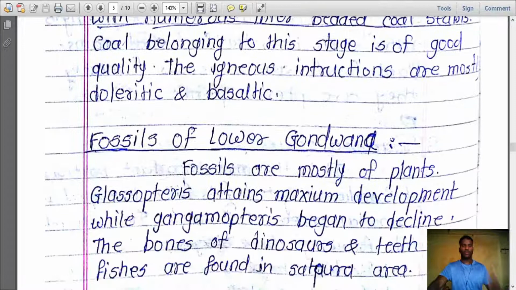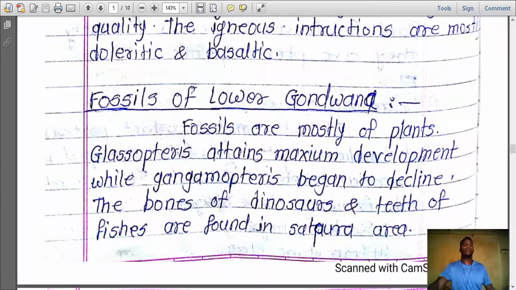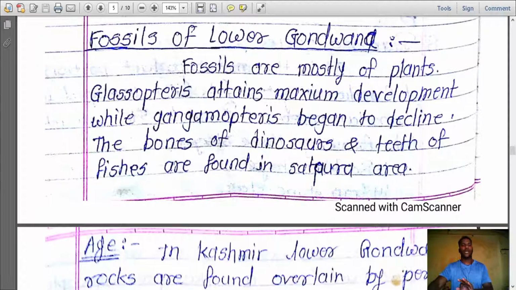Then fossils of Lower Gondwana. Let's talk about fossils of Lower Gondwana. Fossils are mostly of plant Glossopteris, which attains maximum development while Gangamopteris began to decline. The bones of dinosaurs and teeth of fishes are found in Satpura area.